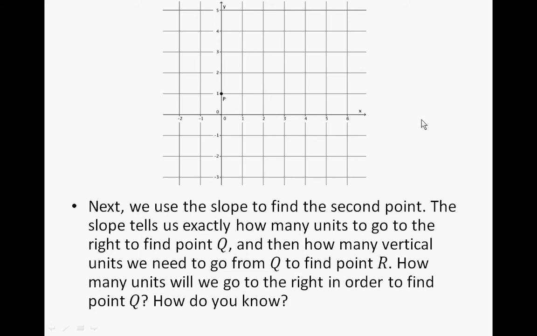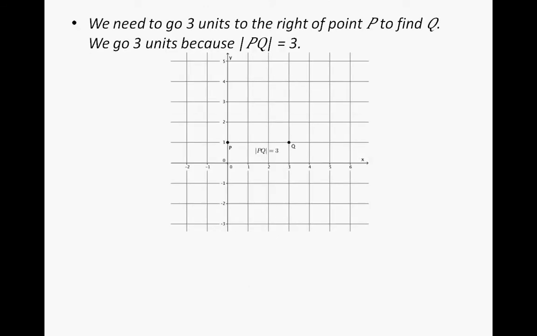Next, we use the point to find the second point. The slope tells us exactly how many units to go to the right to find point Q, and then how many vertical units we need to go from Q to find point R. How many units will we go to the right in order to find point Q, and how do you know? Well, we need to go 3 units to the right of point P to find Q. We go 3 units because the distance from P to Q is 3. So here is our Q point.